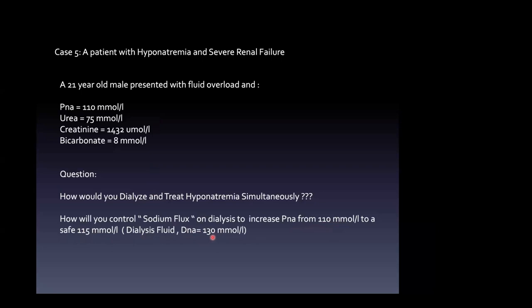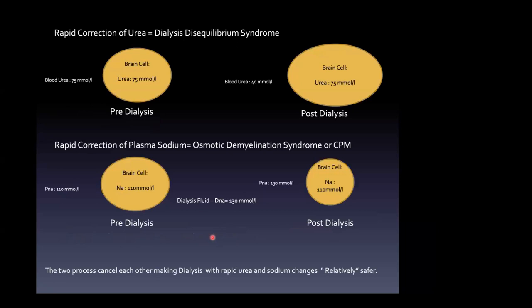Okay, so let's see what's happening here. First of all, in this patient the urea is 75 millimoles per liter, and in the brain cell, it is also 75 millimoles per liter. Urea, as I told you before, is an ineffective osmole. Urea does not cause shifts in fluid because urea equilibrates between the plasma and the brain. Whatever the concentration in the blood will be the same in the brain. So in this patient, the pre-dialysis urea is 75.